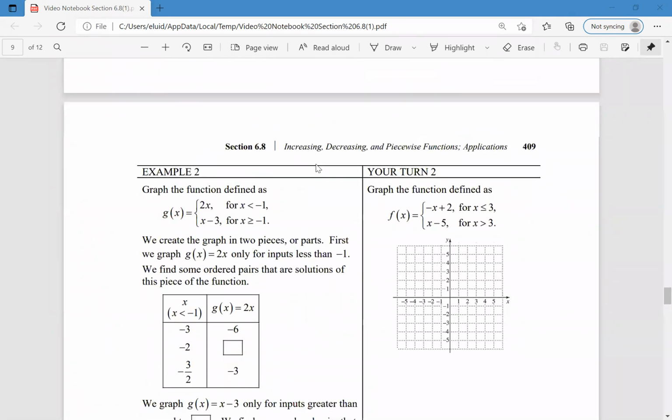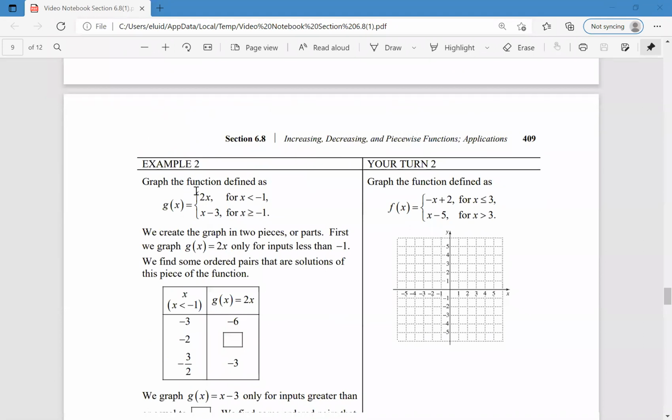Let's see. So graphing a piecewise function. g of x equals, we have these two different formulas, 2x and x minus 3. g of x equals 2x for x is less than -1. g of x equals x minus 3 for x is greater than or equal to -1. So it's two pieces or two parts. So it says first we graph g of x equals 2x only for inputs that are less than -1.